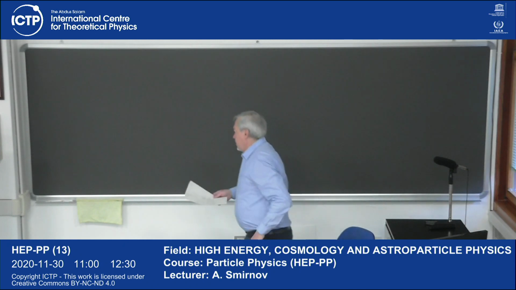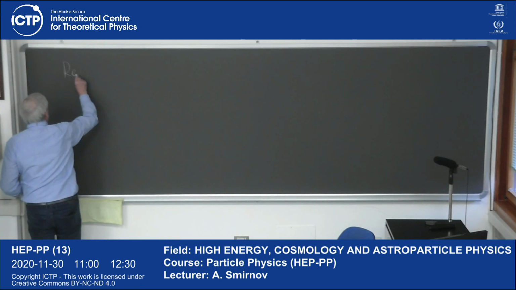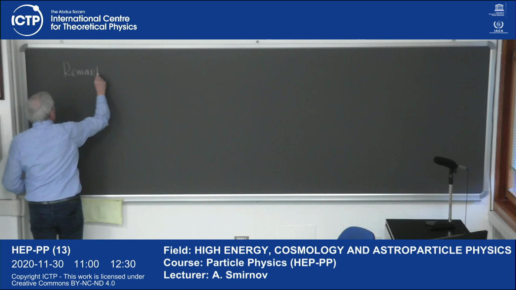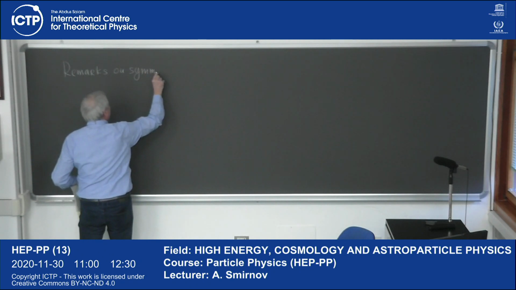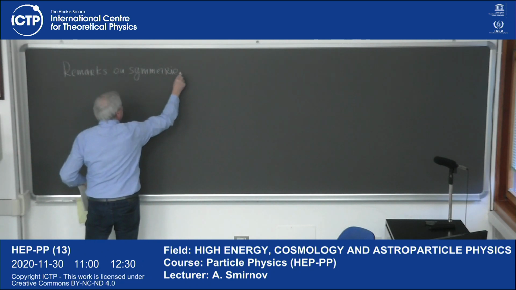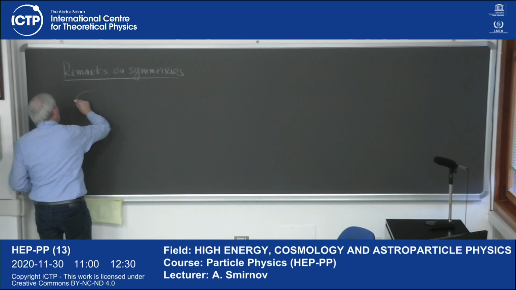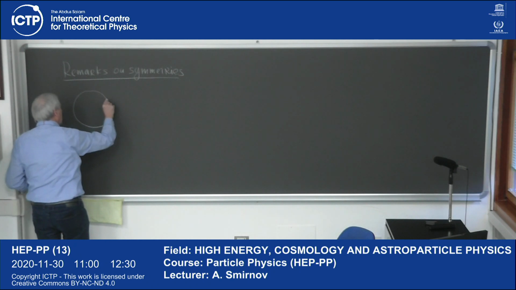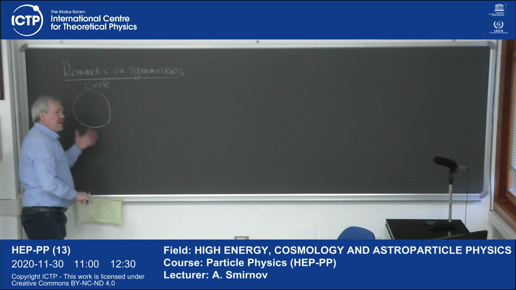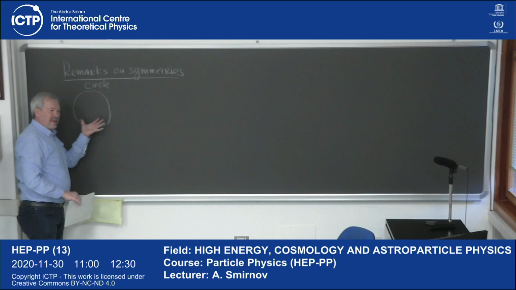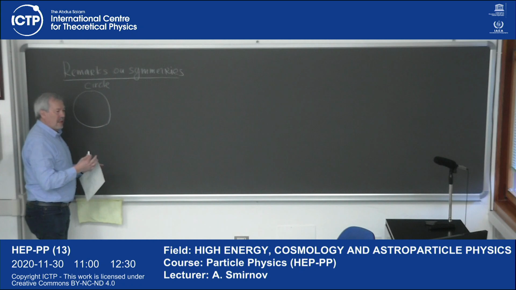Now, so I start with some remarks on symmetries. And so I was talking about a very clear example. Let's take a circle. Clearly this is a symmetric figure, right? A symmetric object. How do we realize this?